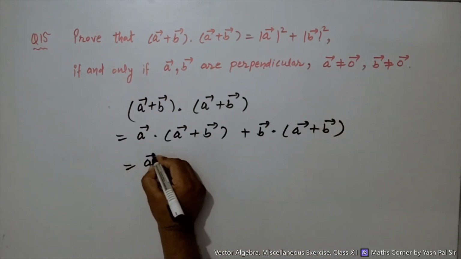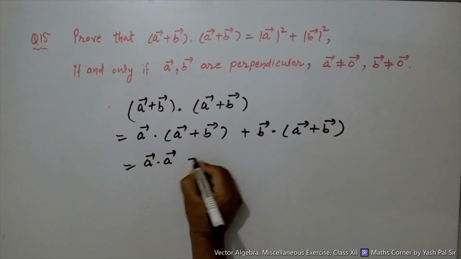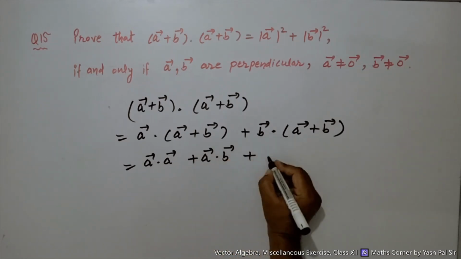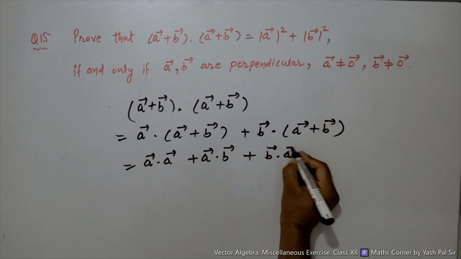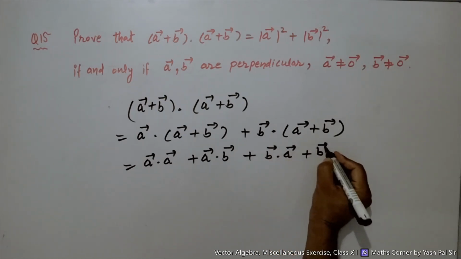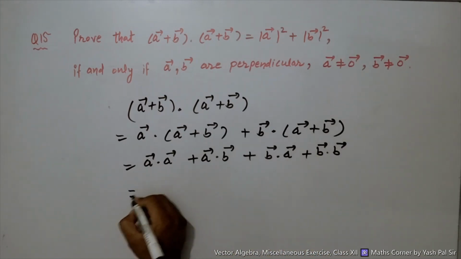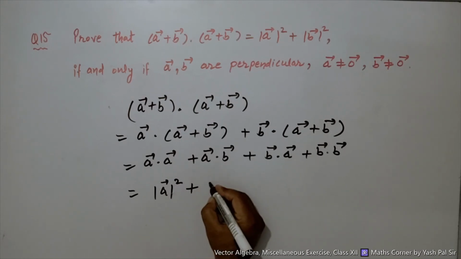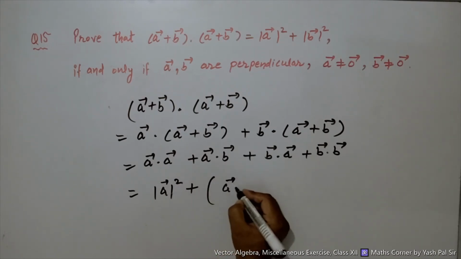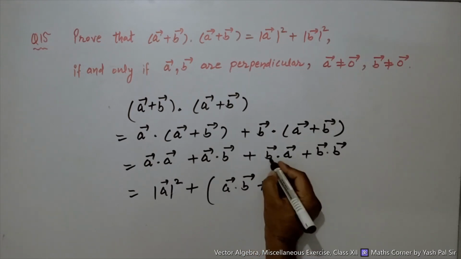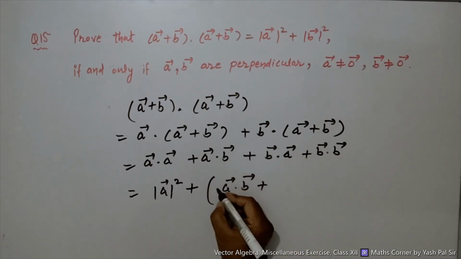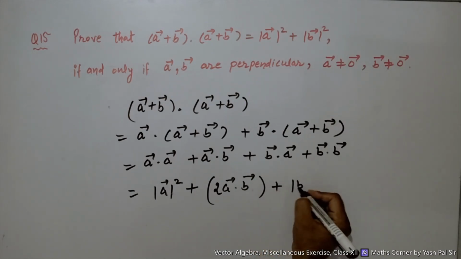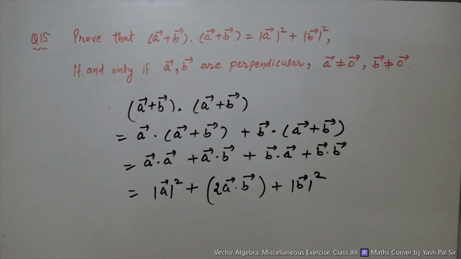So this is equal to A dot A plus A dot B vector plus B dot A plus B dot B. This means magnitude of A whole square plus A dot B vector plus B dot A vector, which is also A dot B, so 2 times A dot B vector, plus magnitude of B whole square.